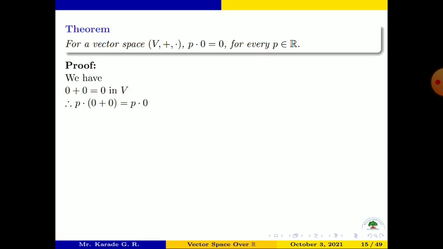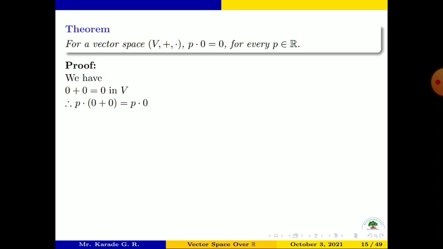We have 0 plus 0 is equal to 0 in a vector space V, so addition of the zero vector with itself is the zero vector. So that is the statement. 0 plus 0 is equal to 0 in a vector space V, where these two zeros are nothing but vectors. So addition of the zero vector to itself is the zero vector itself. Therefore p into (0 plus 0) is equal to p into 0.